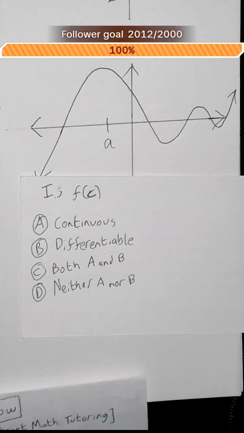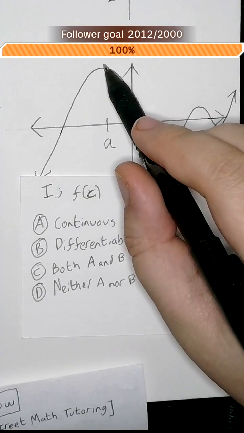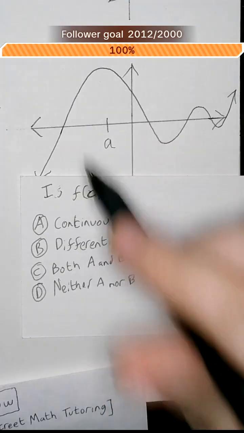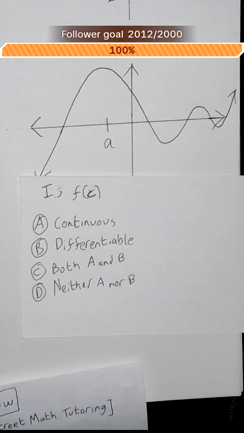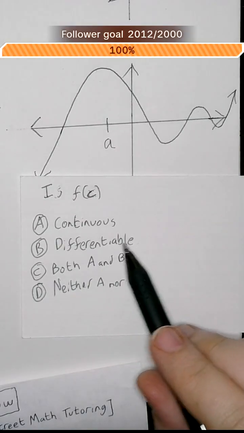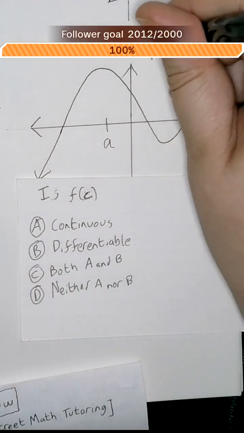So yeah. So here, I don't have a spike, I don't have a sword or a wave or a vertical tangent line, so it's definitely differentiable. And because it's differentiable, it automatically is continuous. So my answer is both.